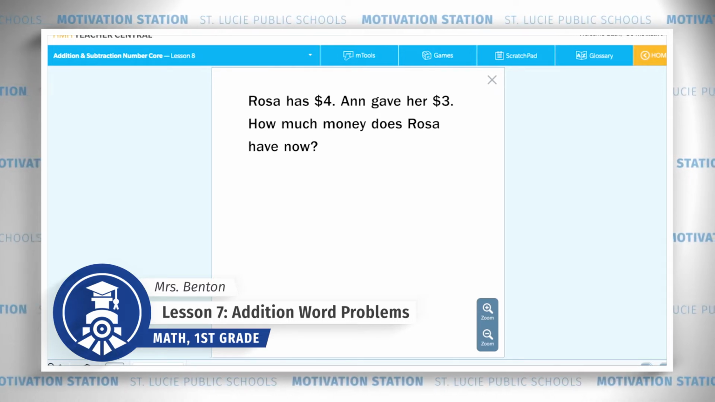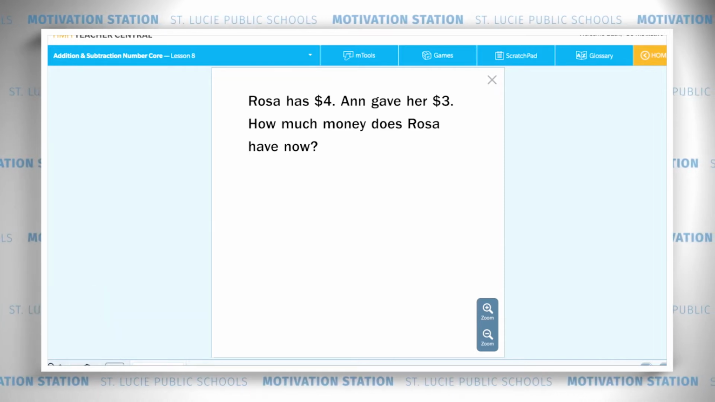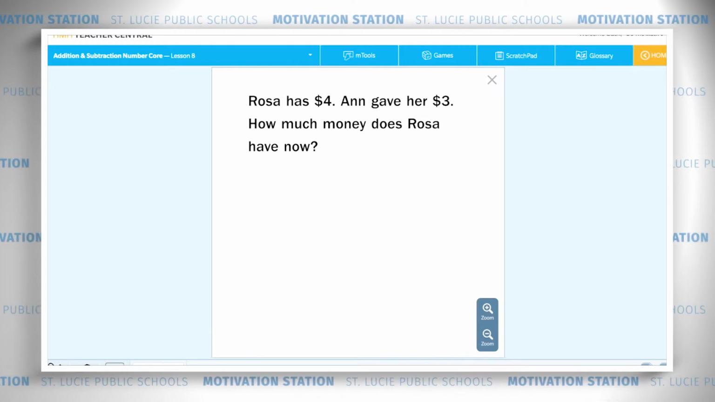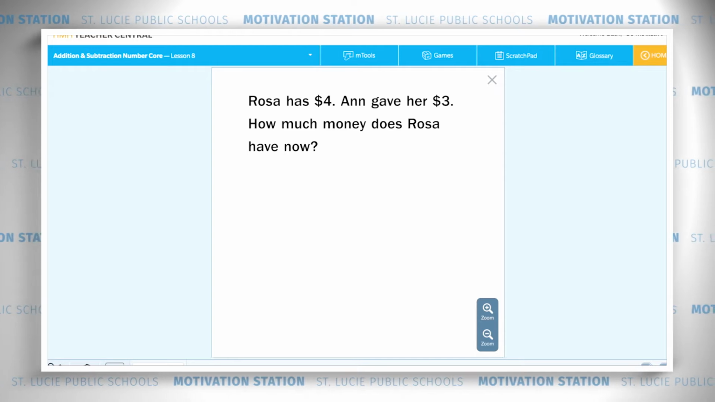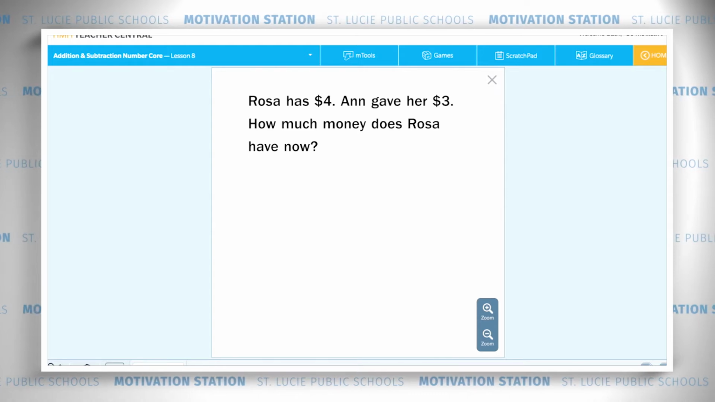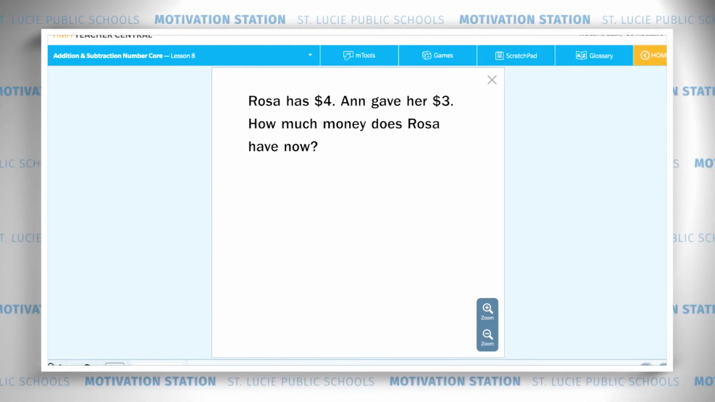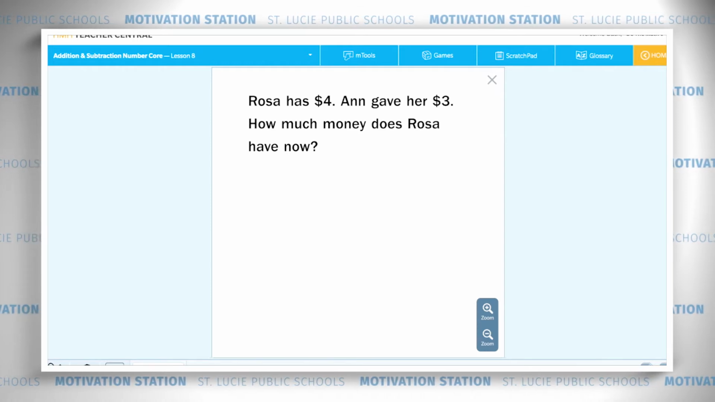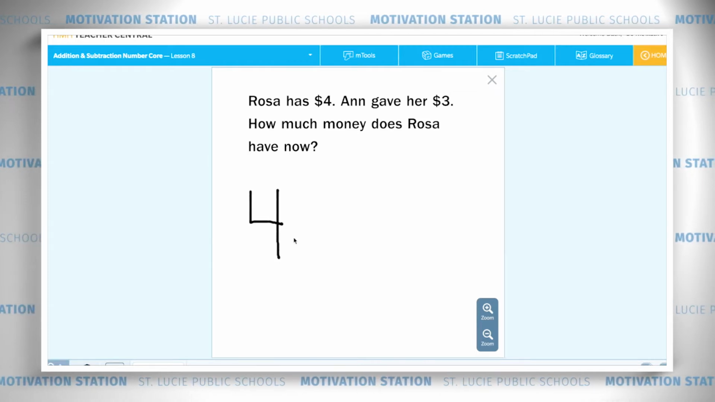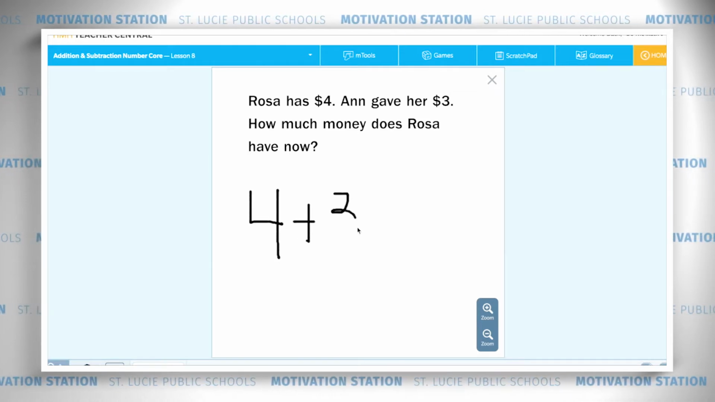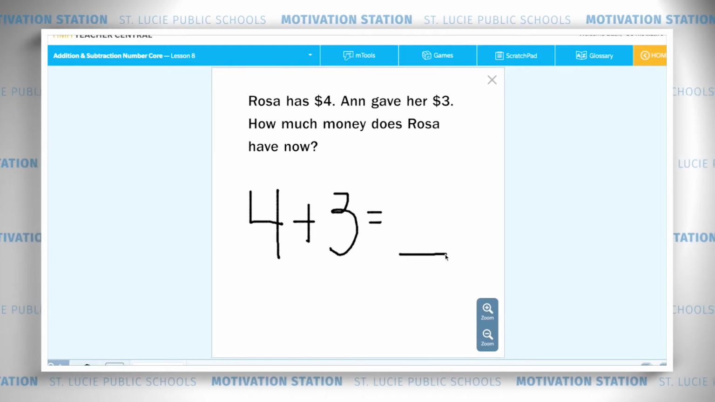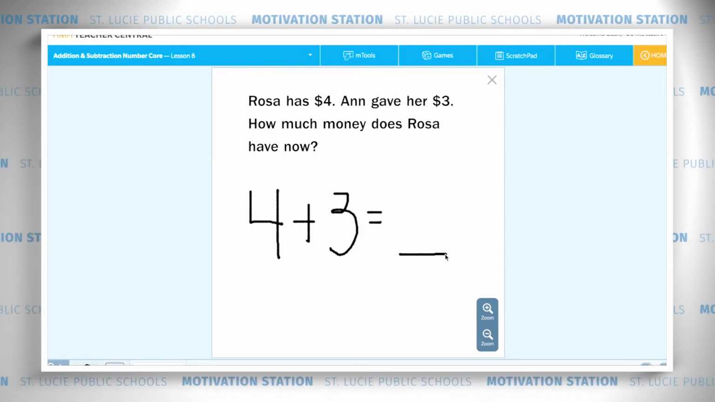So what do we want to find out? How much money Rosa has in all. That's great. So what kind of problem is this? It's a joining problem. How do you know? It asks how much money she has after it's put together with the $3 from Anne. Awesome job. So let's write an equation. So we're going to have 4, and we're joining it together with the 3. 4 plus 3 equals blank. So we're going to use our tens frames to figure out how much money Rosa has.